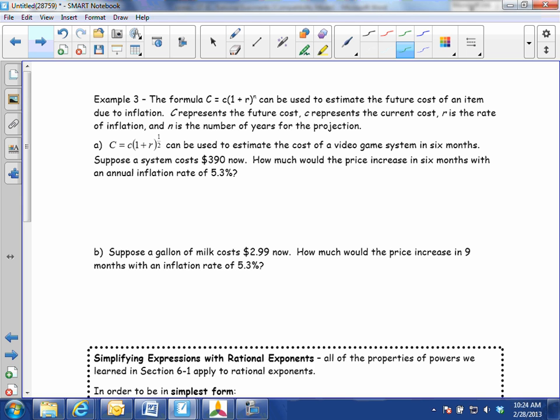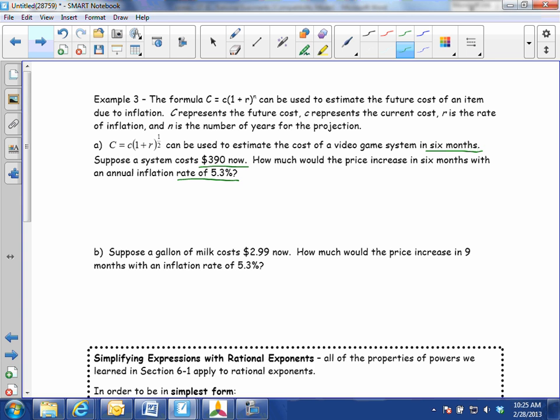All right, so let's see what we can plug in. What are we looking for? Which variable are we looking for? They give us information. They say 6 months. They say the system costs $390 now. How much will the price increase in 6 months? Annual inflation rate 5.3%. Okay, so 5.3% is which variable?